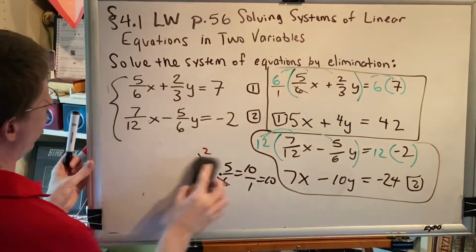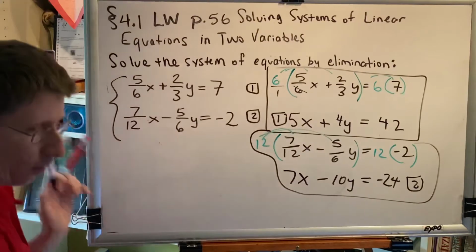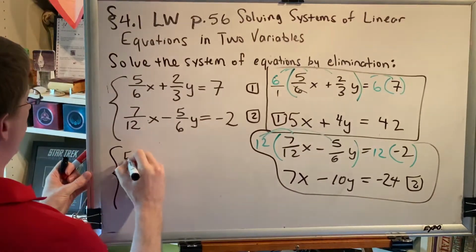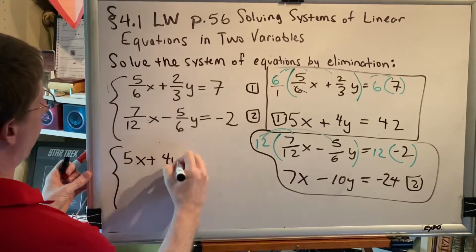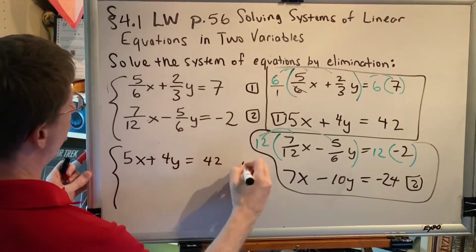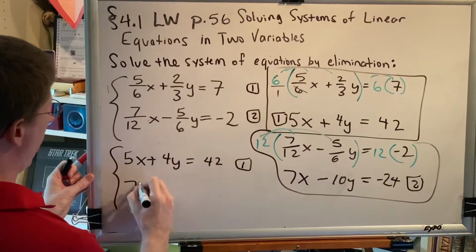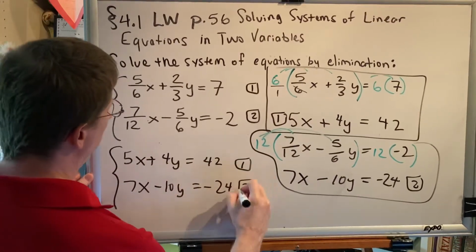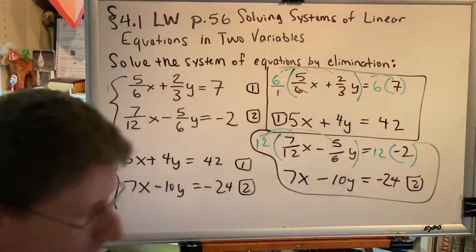All right, so there we go. We've now cleared both equations of fractions. Let's write our new system. So our new equation 1 is 5x plus 4y equals 42. Our new equation 2 is 7x minus 10y equals negative 24. We are now going to start the elimination method.